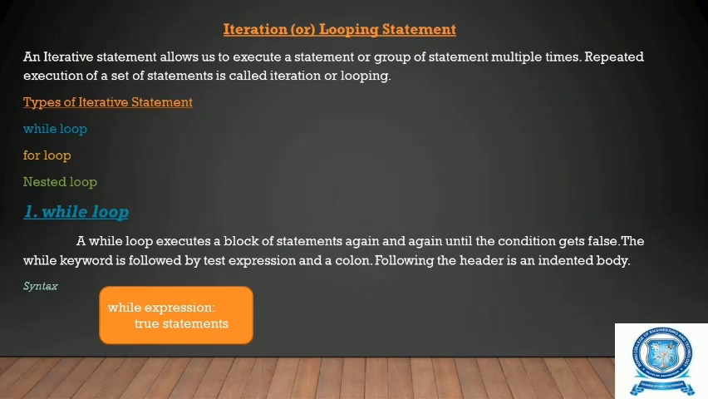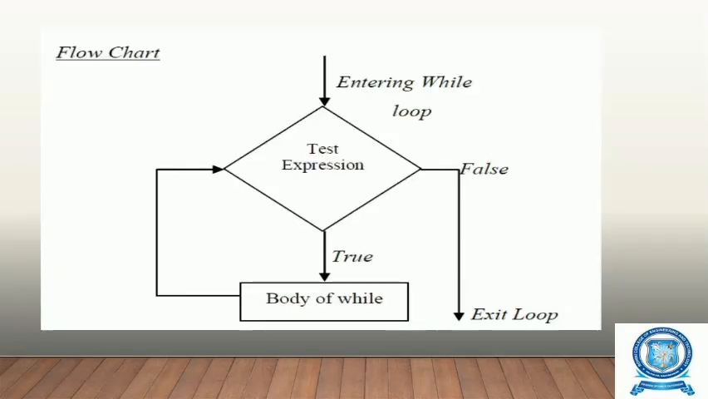Okay, so a condition is checked in the case of the while statement. If the condition is true, then the statements keep on executing. If the condition is false, then it will exit from the loop. Let us see the flow chart for this while loop. As soon as it enters the while loop, the test expression is checked. If the test expression is true, then the body of the while loop keeps on executing until the test expression becomes false. If the test expression becomes false, it will exit from the loop.